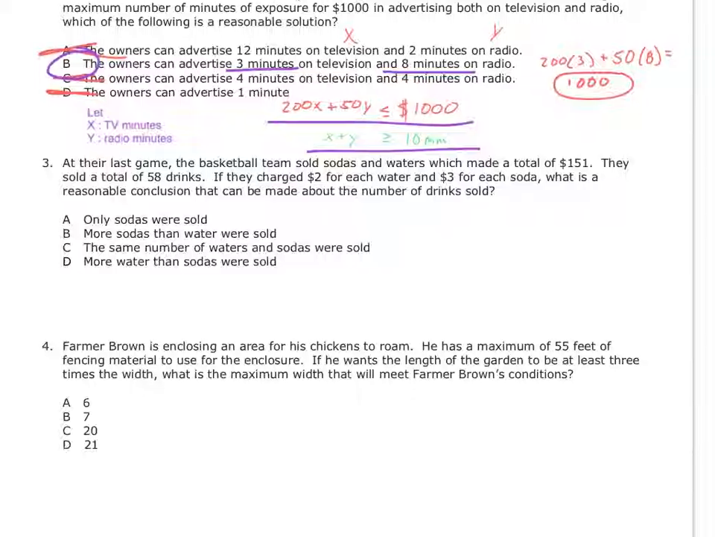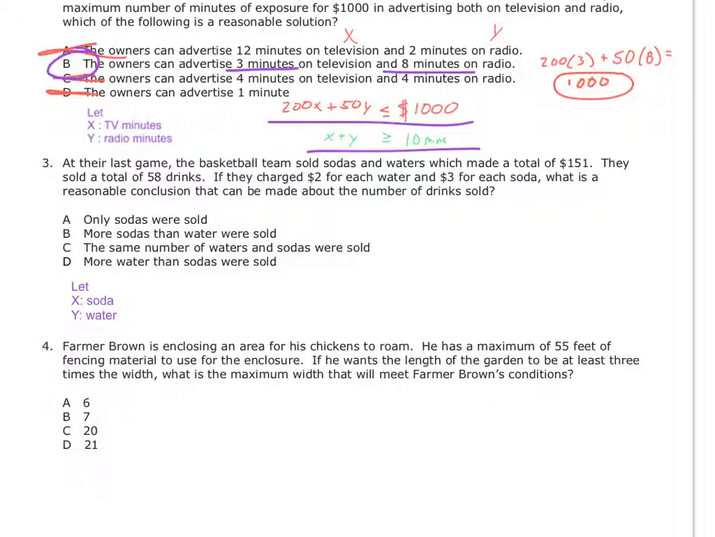At their last game, a basketball team sold sodas and waters, which made a total of $151. They sold a total of 58 drinks, and if they charged $2 for each water and $3 for each soda, what is a reasonable conclusion that can be made about the number of drinks sold? Same thing that we did for the last one. The first thing we want to do is make our let statement down here. So decide what you want to call X and what you want to call Y. I'm going to go ahead and say X is soda and Y is water.